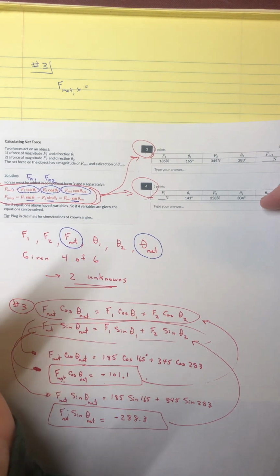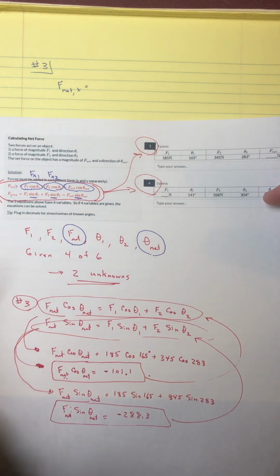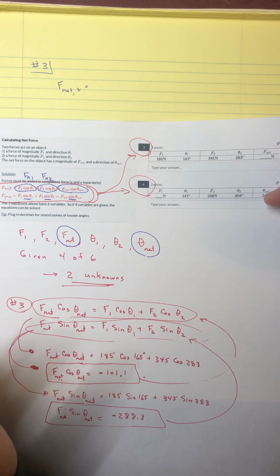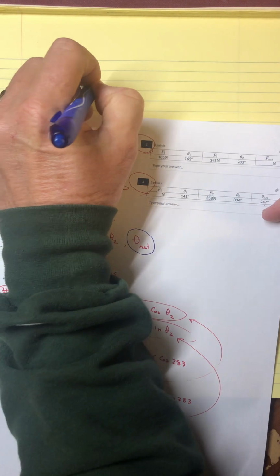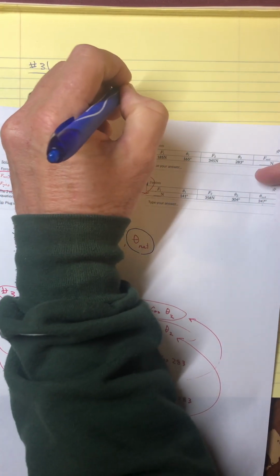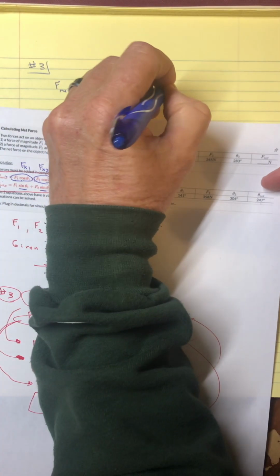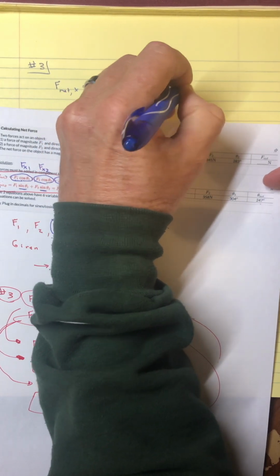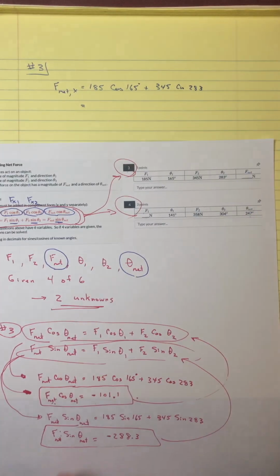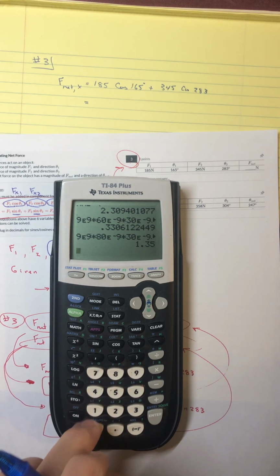But on the other hand, it was kind of nice to see that more general picture that, hey, we got to do our trig functions. We got to watch out that there's always 2 answers in an inverse trig function. But let me just go ahead and set this up. So this would be 185 times the cosine of 165 plus the 345 times the cosine of 283. And those are just straight up given. So I could just put those into my calculator here.